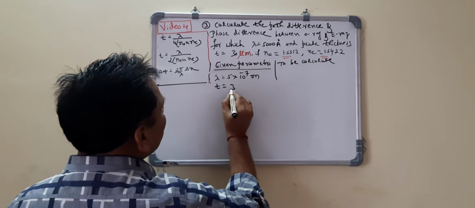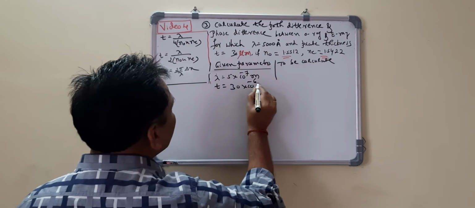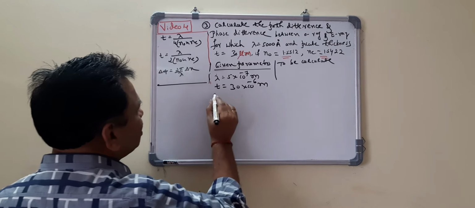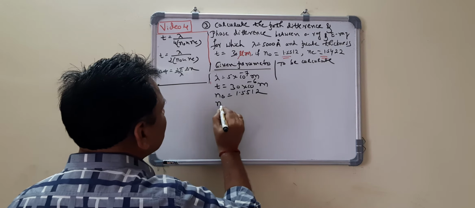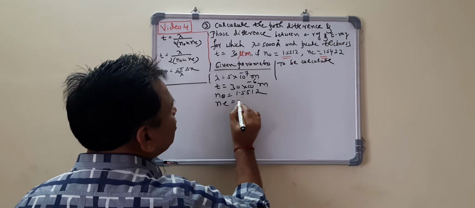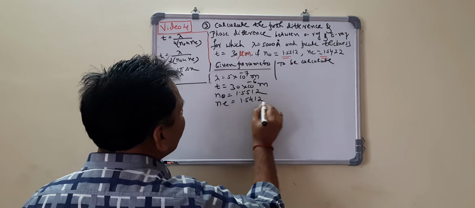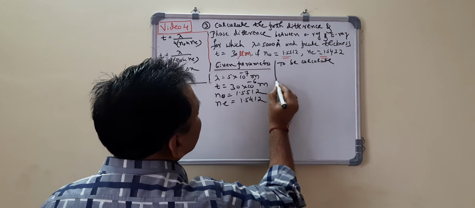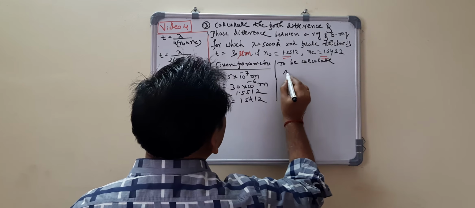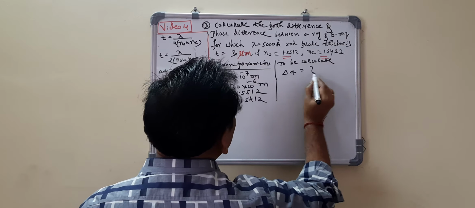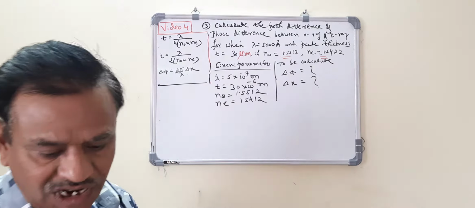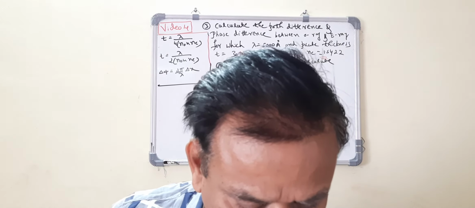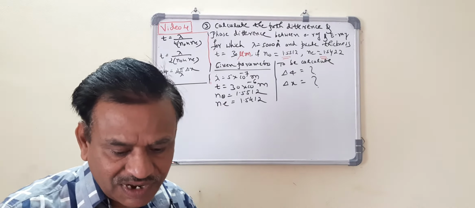Then T equal to 30 into 10 to the power of minus 6 meter. NO equal to 1.5512. NE equal to 1.5412. That is okay. What to be calculated here? Delta phi equal to what? And delta x equal to what? I am supposed to calculate the path difference and phase difference.